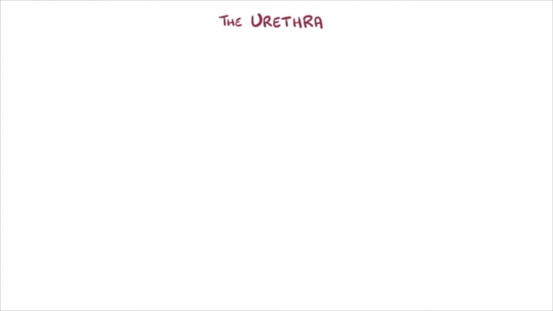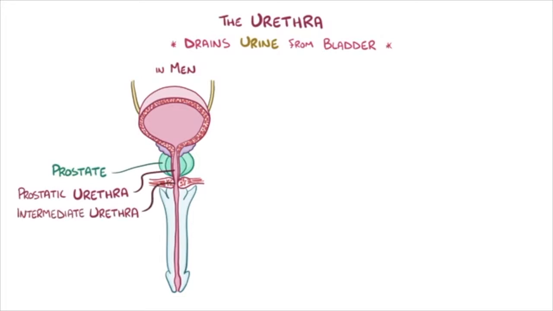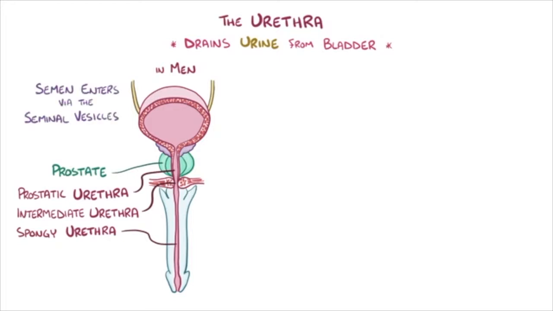The urethra is a thin, muscular tube that drains urine from the bladder, starting from the internal urethral orifice to the external opening. In males, the urethra first passes through the prostate, where it's called the prostatic urethra, and then it passes through deep muscles of the perineum, where it's called the intermediate urethra, and finally passes through the penis, where it's called the spongy urethra. The male urethra is also used during ejaculation, except there semen enters into the urethra via the seminal vesicles.